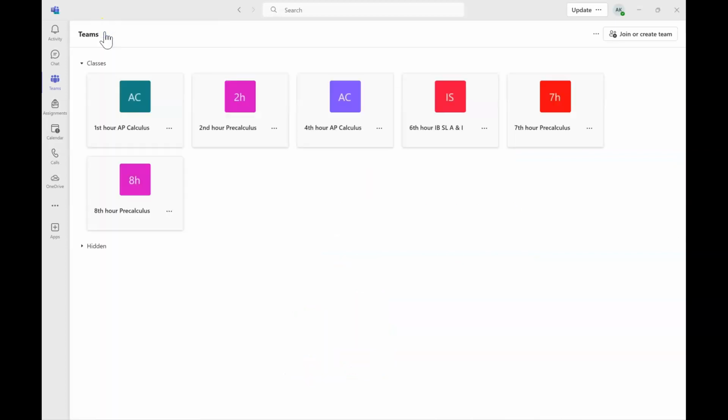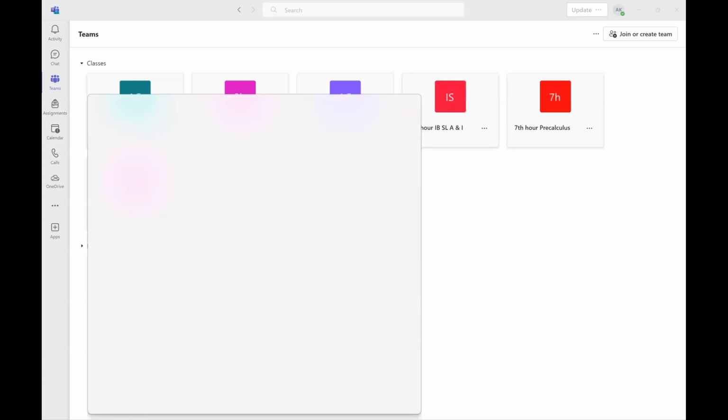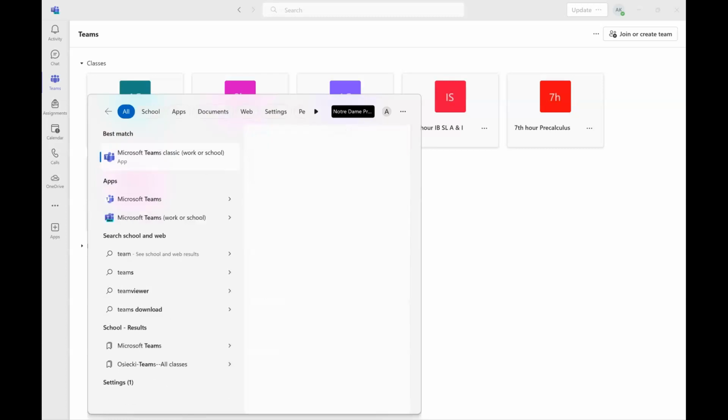Loading our new OneNote notebook. Once you have your tablet out and turned on, please open up Microsoft Teams. So again, to get to that, just start typing Teams into your navigation bar. Make sure you pick the option that says work or school. Doesn't matter if you pick classic or the new version.